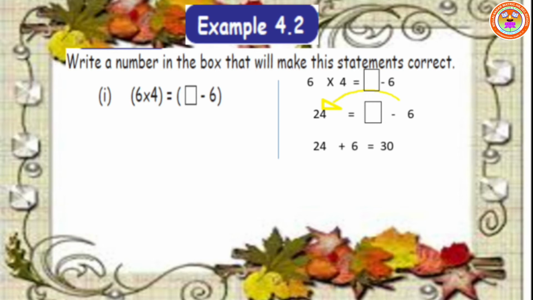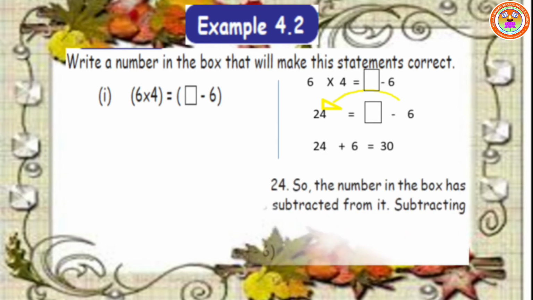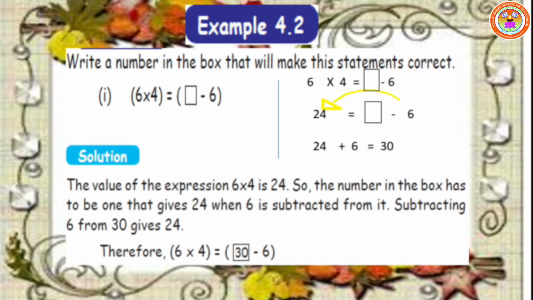Why are we doing this method? Because subtracting 6 from 30 only gives 24. Why are we getting this 24? Then only we can make this expression equal. So what number has to come in the blank box? 30. How are we getting this 30? 6 into 4 is 24, and this minus 6 will come to this side, your left hand side, which means it will become plus 6. So 24 plus 6 is equal to 30. Is it clear?